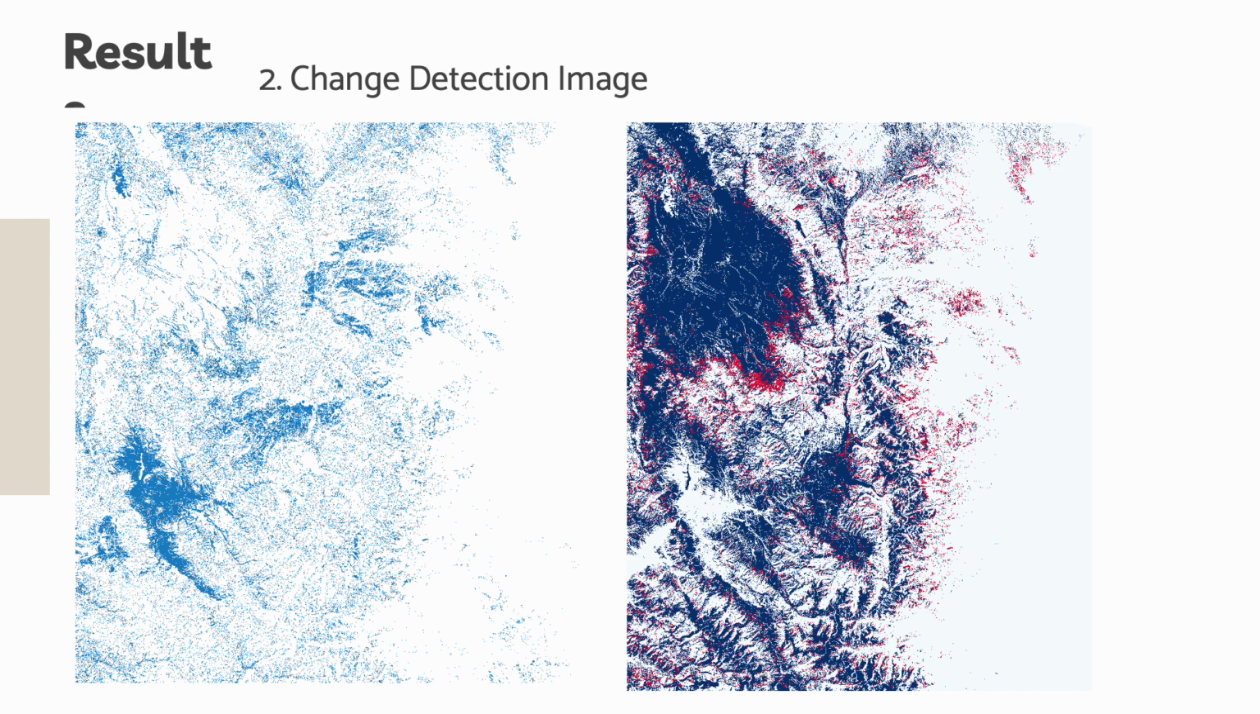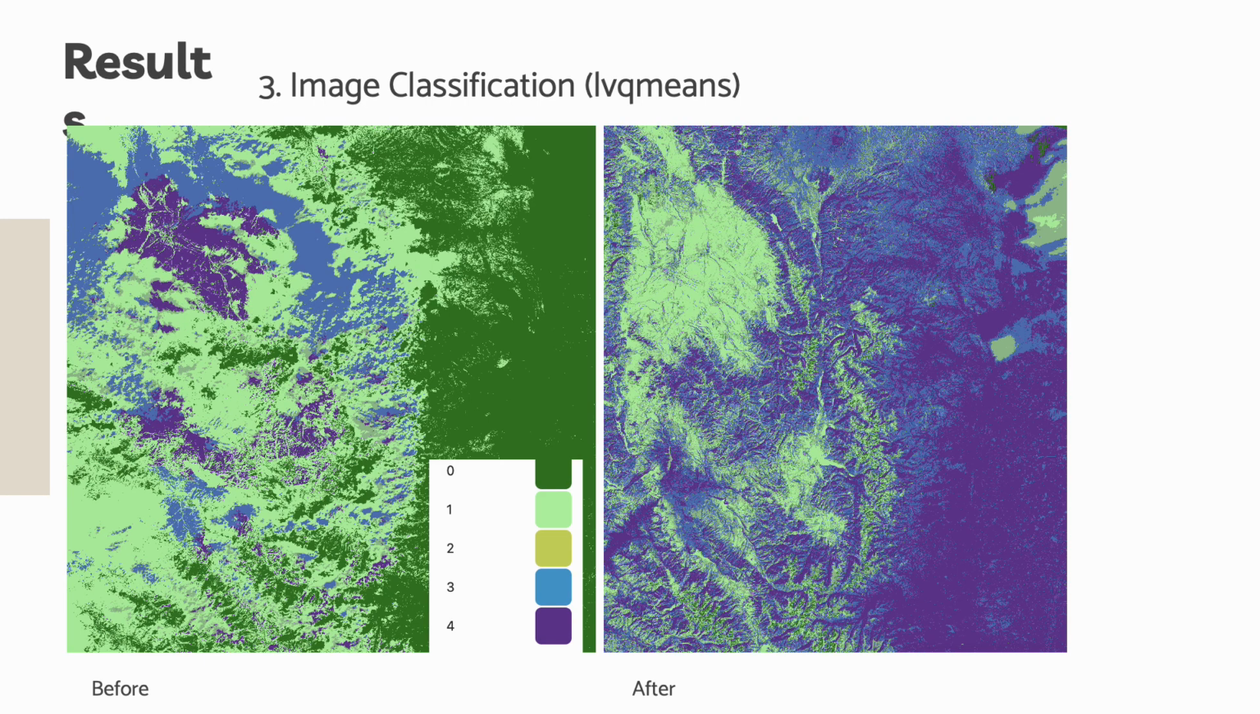And then finally, this next slide shows my unsupervised classification of my study area. I decided to use LVQ means as my analysis method as it showed the most variation in land cover type. You can see that there's quite a difference between my before and after images in terms of land cover type and where that's occurring. This is suggesting that over time, the pattern of snowfall and precipitation accumulation may be changing.